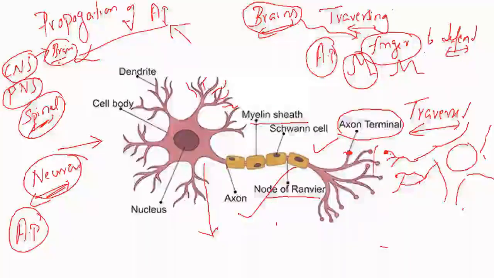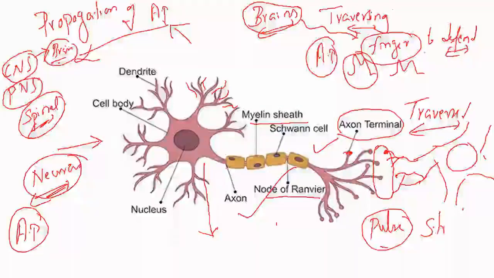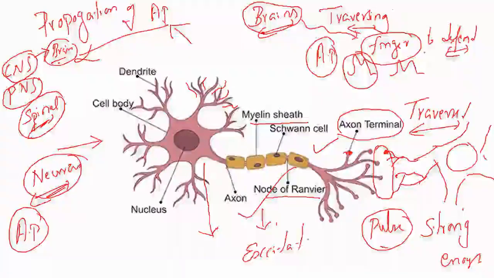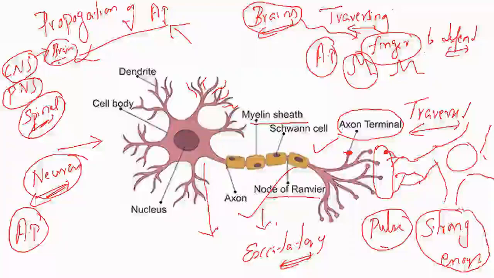Okay, so the electrical stimulus reaches here, and in case the pulse in the voltage is strong enough, then we call this cell to be in an excitatory state. Very important, excitatory state. So the pulse is strong enough. What is strong enough? This pulse is strong enough to excite this adjacent neuron cell.